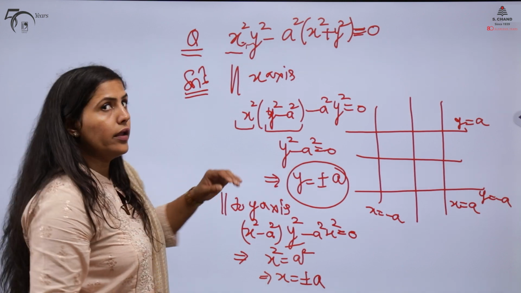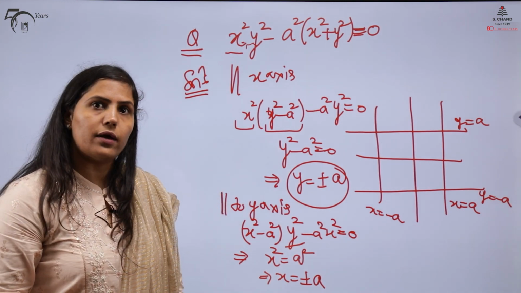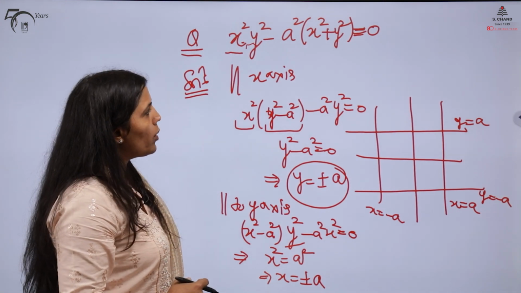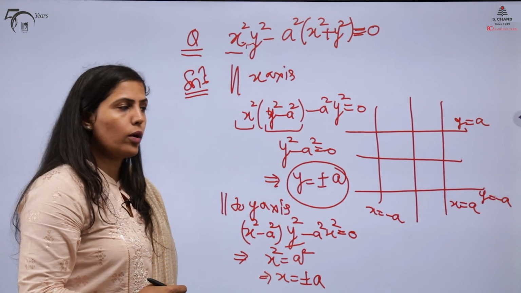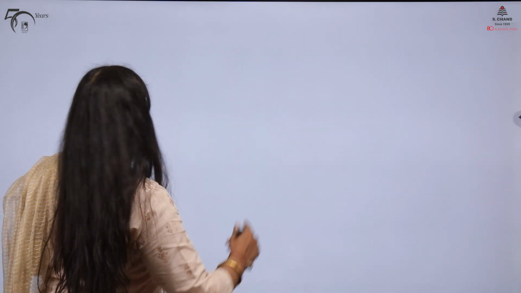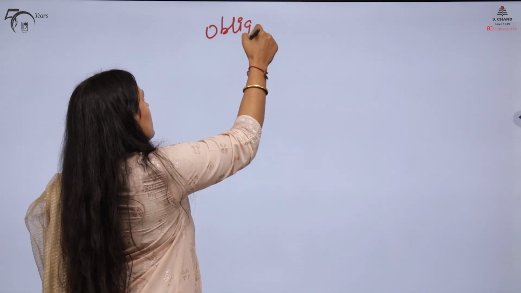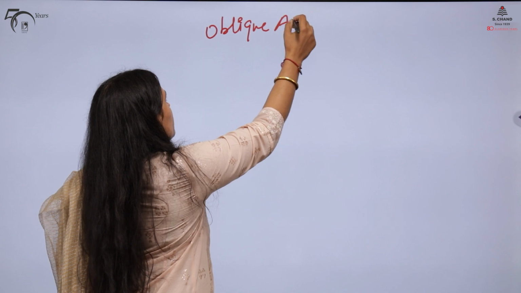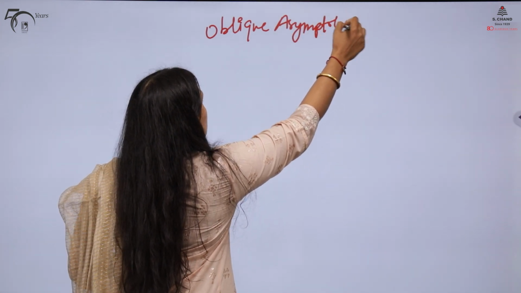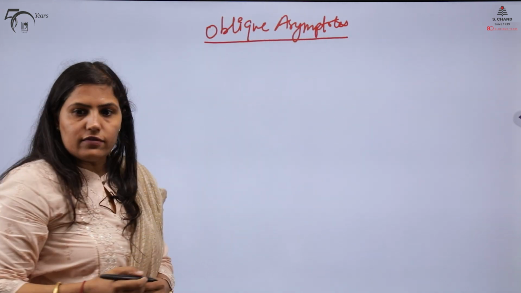Now it is not that every time you will be getting asymptotes parallel to x-axis and y-axis. In that scenario, what do we do? We find oblique asymptotes. How to find oblique asymptotes? Let us learn that with the help of an example only. Oblique asymptotes we call them in the cases where you do not have asymptotes parallel to x-axis and y-axis. In such cases we will be calculating this. So let us take one example.